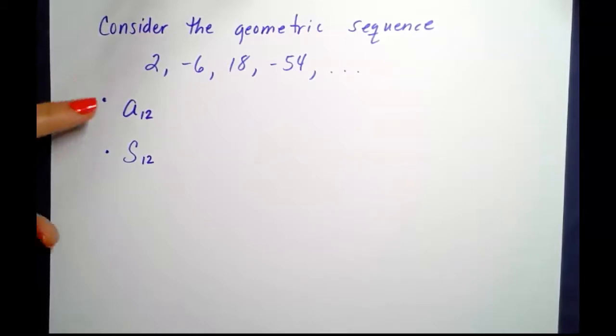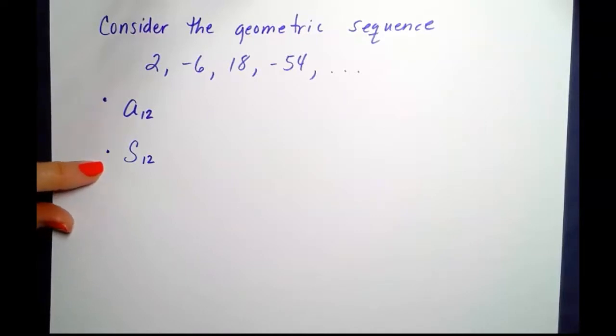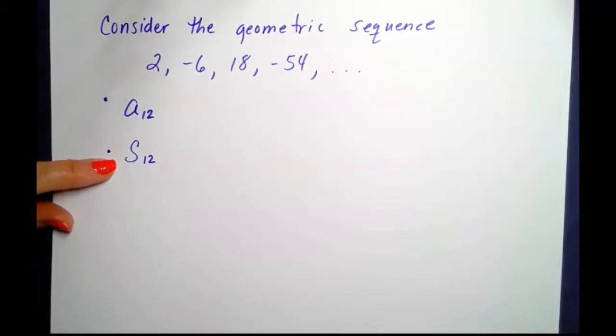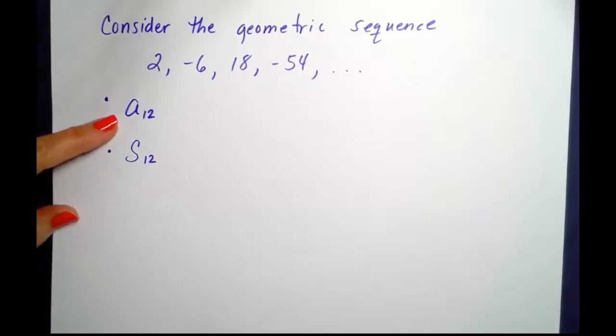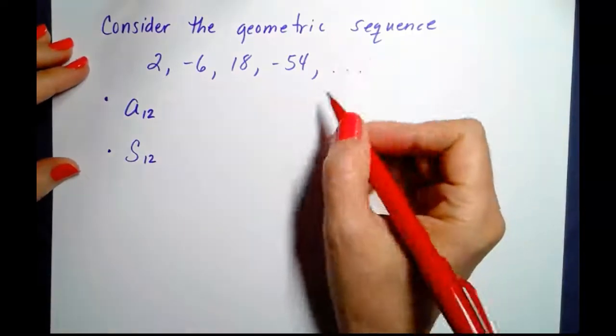And if we want to find the 12th term, and then we also want to find the sum of the first 12 terms, we're going to be using the sum of a geometric sequence formula here. But first, let's find the 12th term. So to do this, we need to either expand it out or just apply what we've already learned and find the general term. So let's just find the general term.